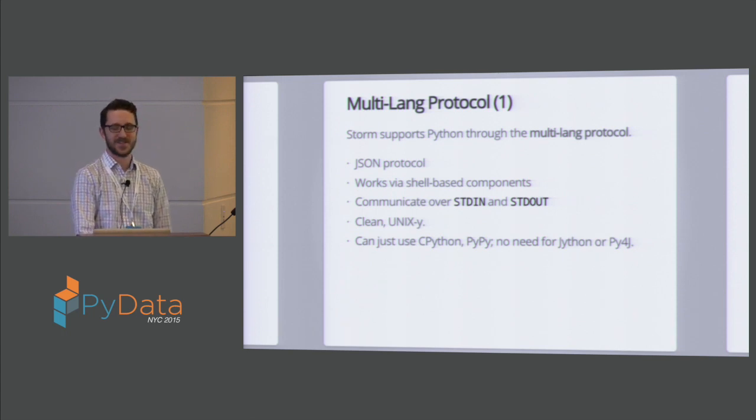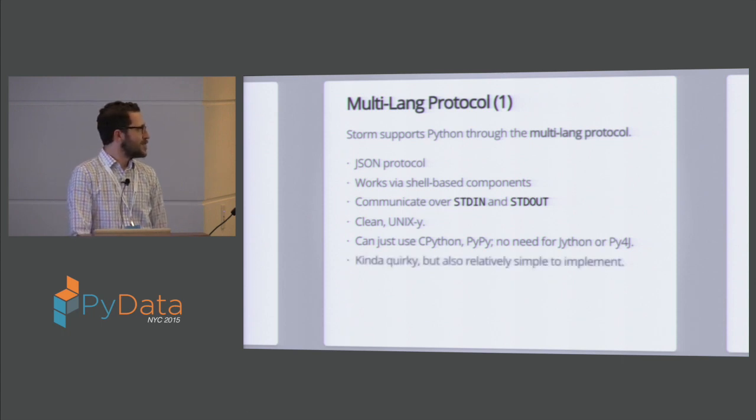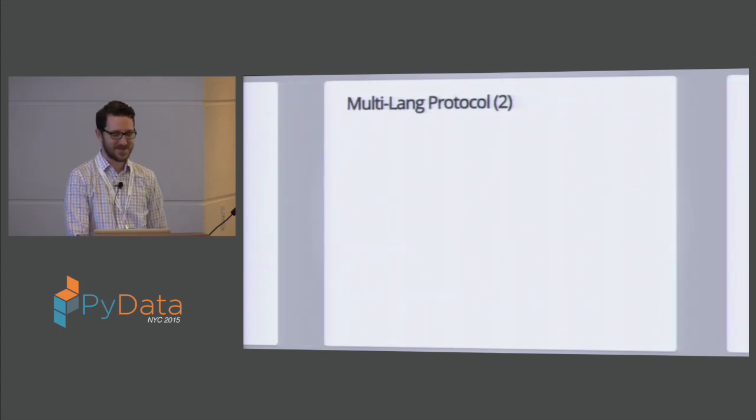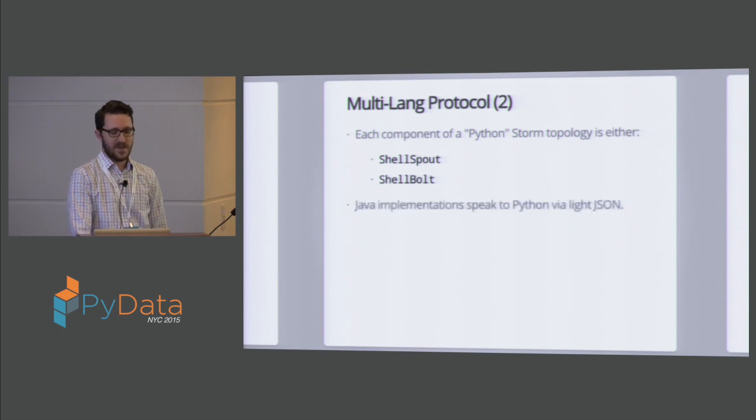So this is nice because we can just use regular Python and talk to things over pipes. And Storm has pretty extensive logs, and we have extensive logging on the Streamparse side. So if something goes wrong, you can pretty easily pinpoint where it went wrong. It is a little bit of a quirky protocol, but it's not too hard to implement. So as I mentioned, there are these shell spouts and shell bolts, and they talk to things via standard in, standard out using JSON.